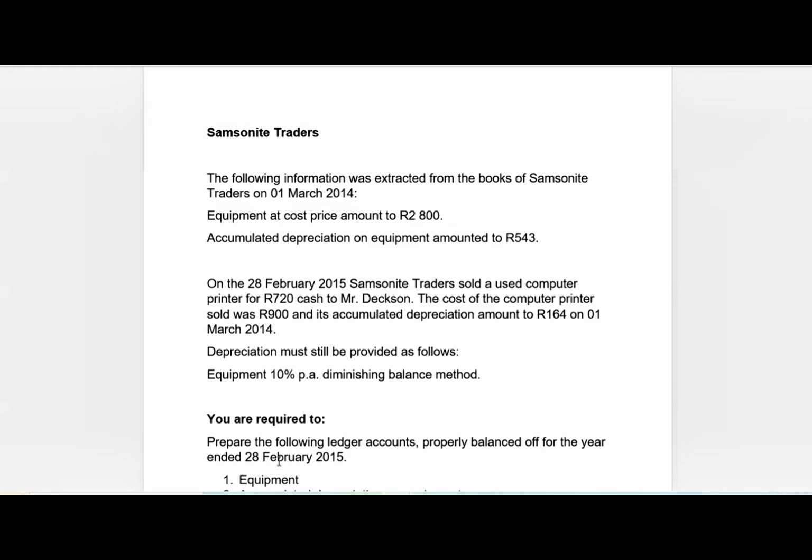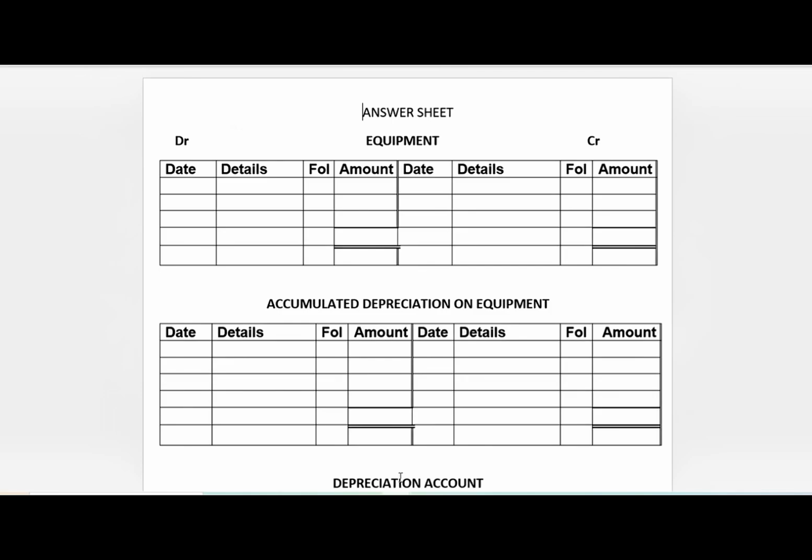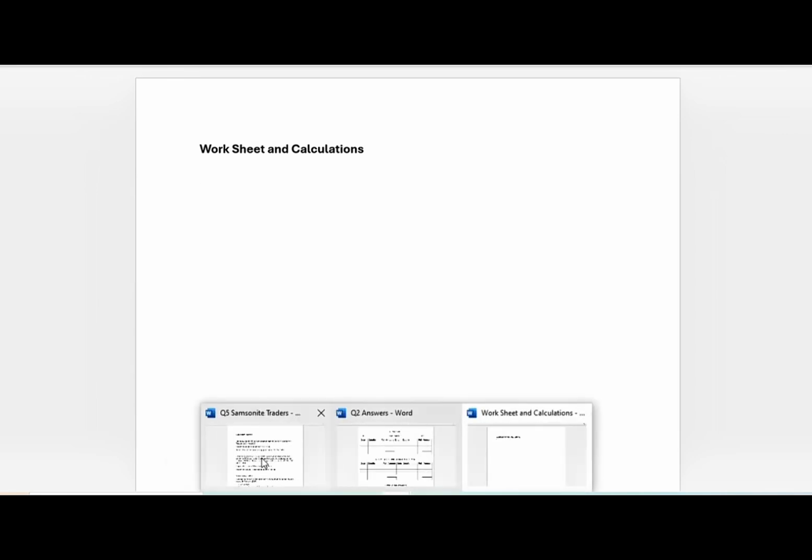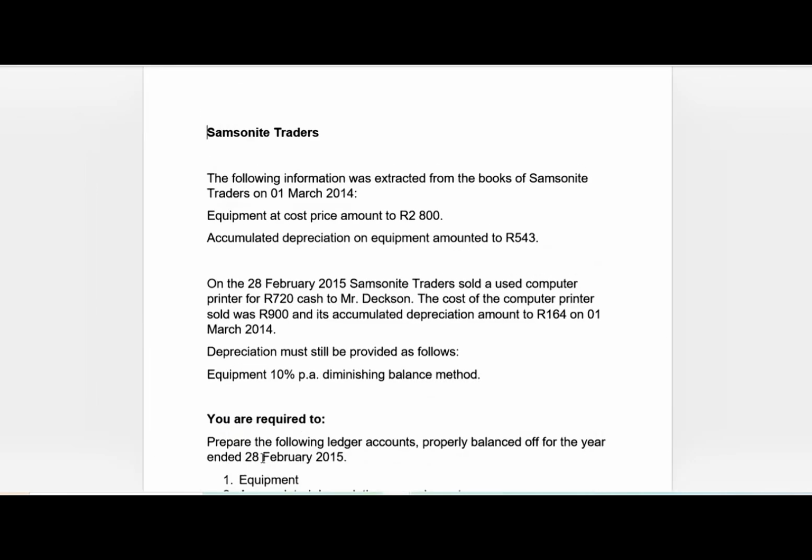Today, I'll be helping you with the asset disposal question, where we're going to calculate the depreciation utilizing the diminishing balance method. The other term for diminishing balance method is reducing balance method, right? So this is our question, and here is our answer sheet. On the other side, we have our worksheet and calculation sheet. Without any waste of time, let's start with this question. Let's go back to the question and start going through it.